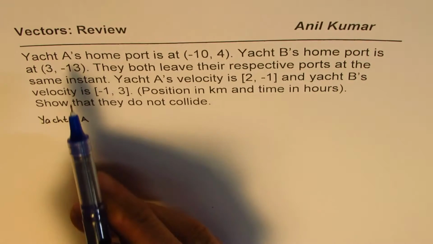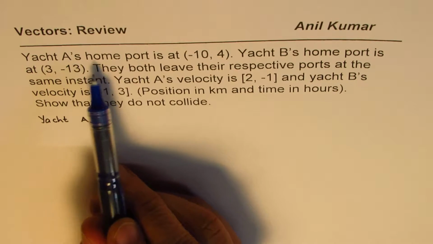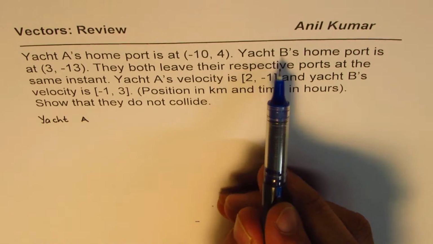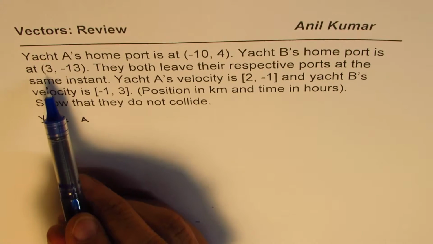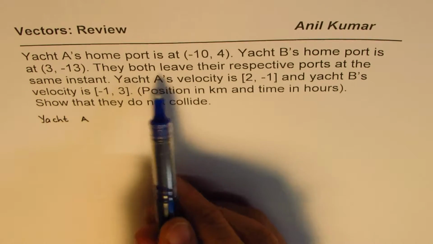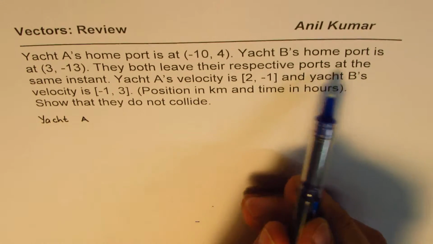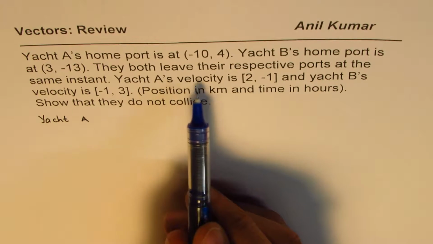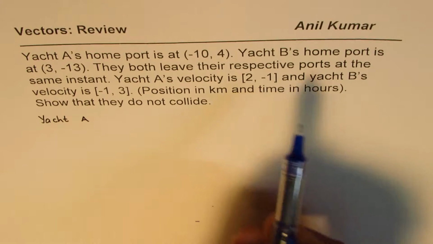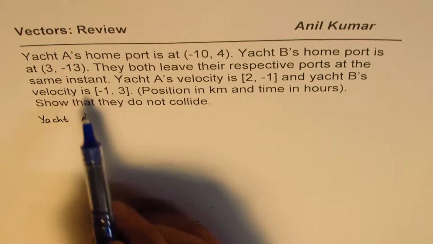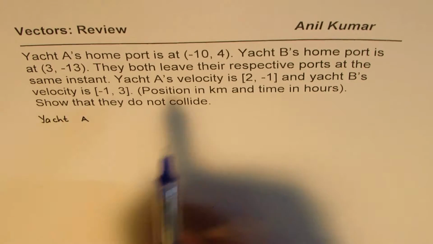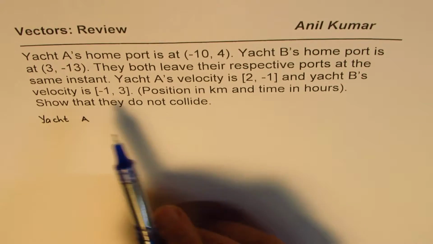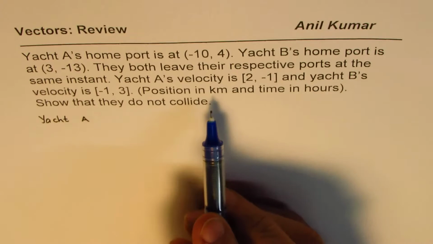The question here is, Yacht A's home port is at (-10, 4). Yacht B's home port is at (3, -13). They both leave their respective ports at the same instant. Yacht A's velocity is (2, -1) and Yacht B's velocity is (-1, 3). Position in kilometers, time in hours. Show that they do not collide.